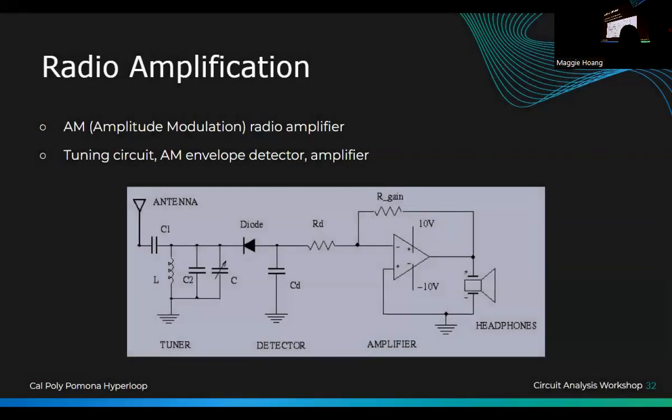Okay, the last one I thought was pretty cool. This is an FM radio amplifier. So an antenna, what is an antenna? Does anyone know? The stick. It's not a stick.